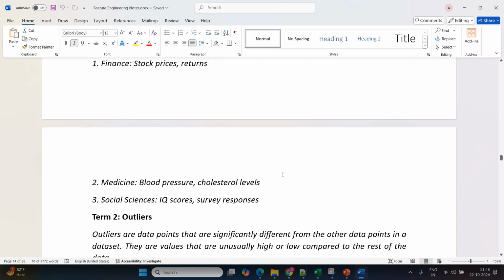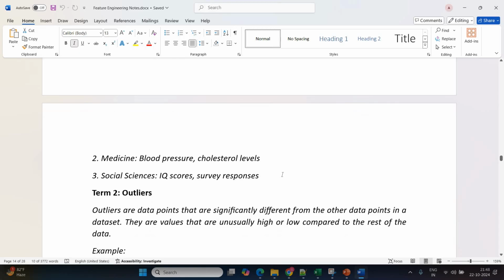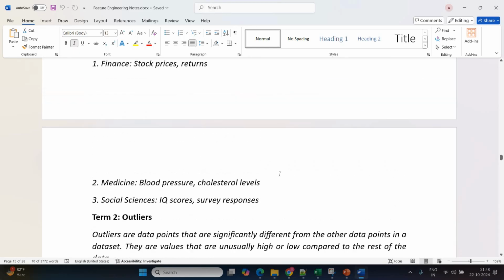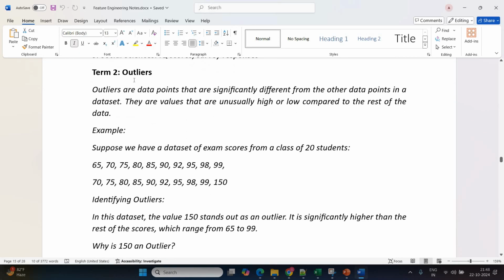These are the places where the normal distribution is used. Now, the second term that we must understand is outliers. This is very simple to understand. Outliers are the data points that are significantly different from the other data points in a data set. They are values that are unusually high or low compared to the rest of the data, right?